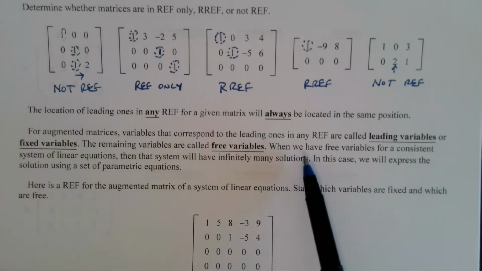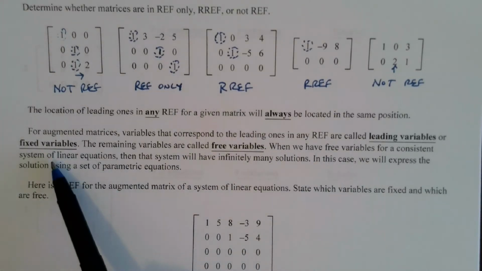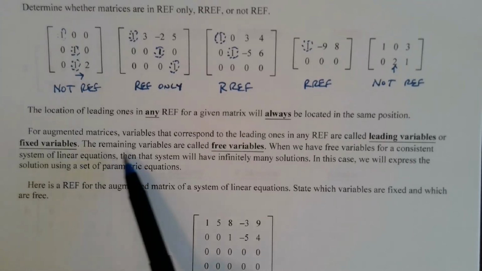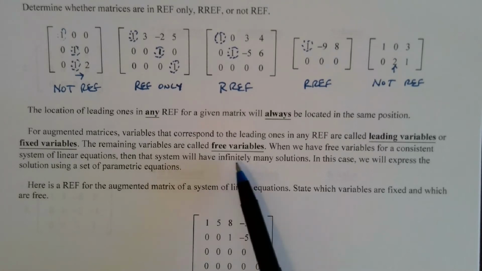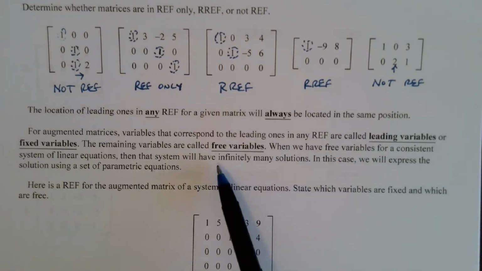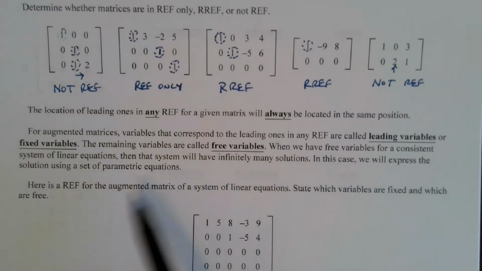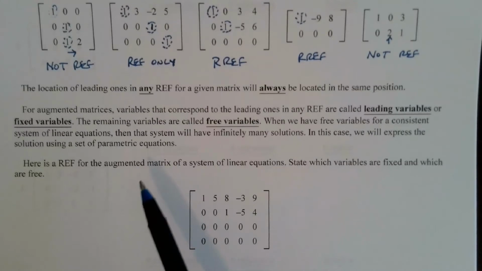Now, when we have free variables, for a consistent system, what's a consistent system? It's one where there's a solution. Remember, we could have a case where there's no solution. So if it's consistent, meaning there is either one solution or infinitely many, then the system will have, in this case, infinitely many solutions. So if we know we have a free variable for a consistent system, that's when we know we have infinitely many solutions. And in this case, of course, we're going to write the solution using parametric equations.